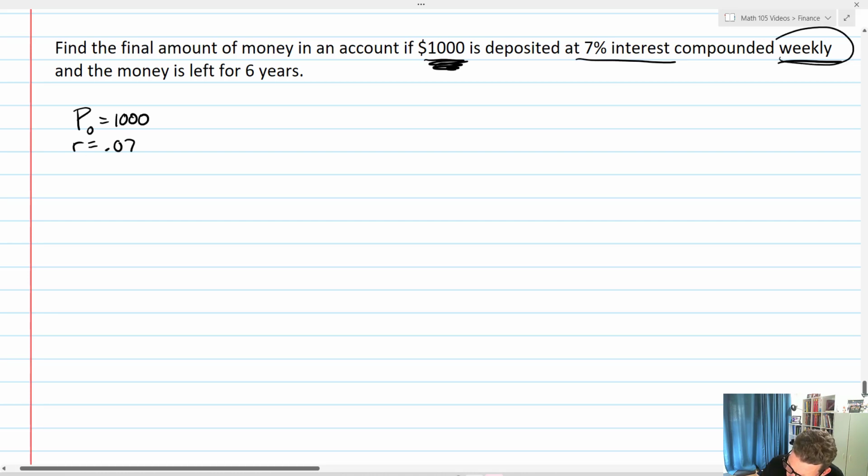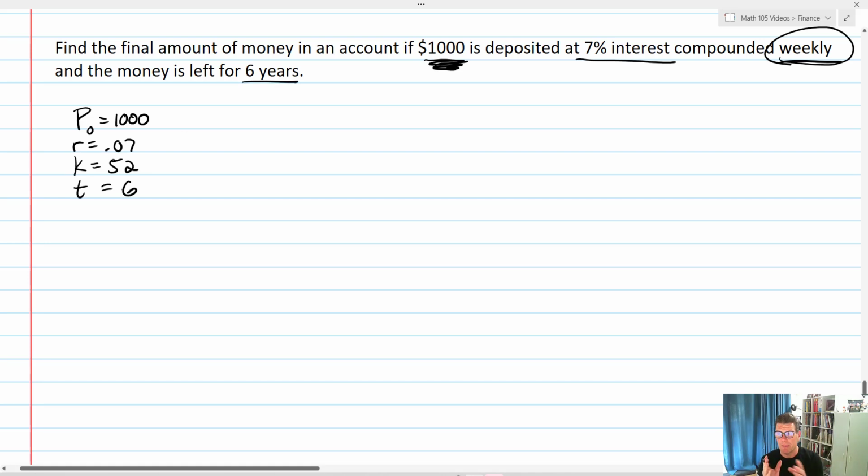Notice that it's compounded weekly, and we haven't talked about weekly, but there are 52 weeks in a year. So since there are 52 weeks in a year, K is going to equal 52. That's going to be our compounding. It's going to be 52. And T, my time, is 6 years.